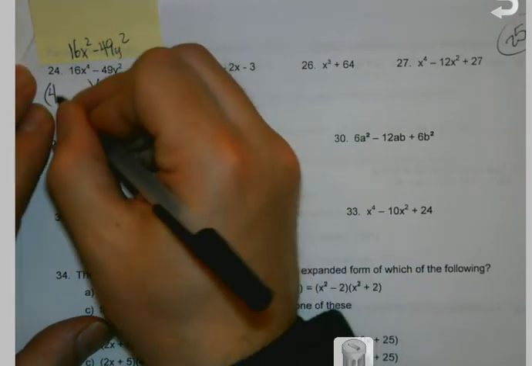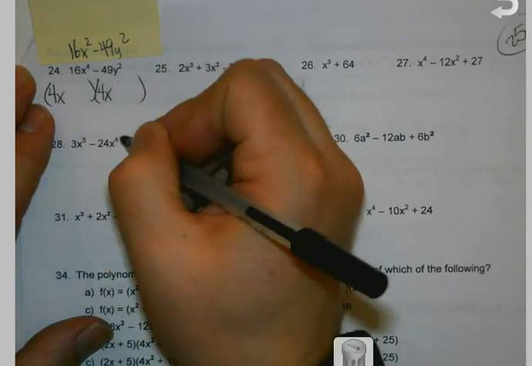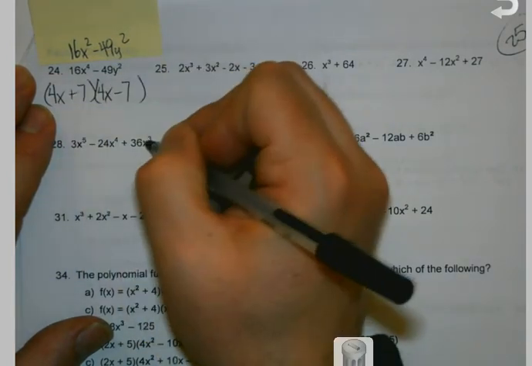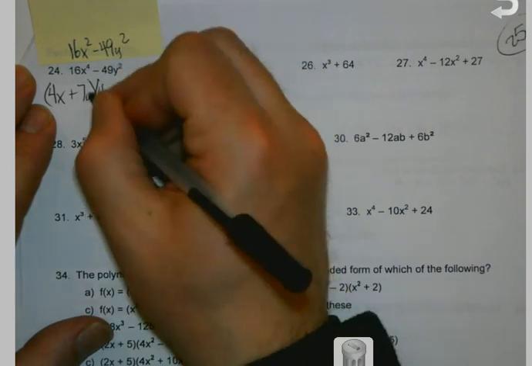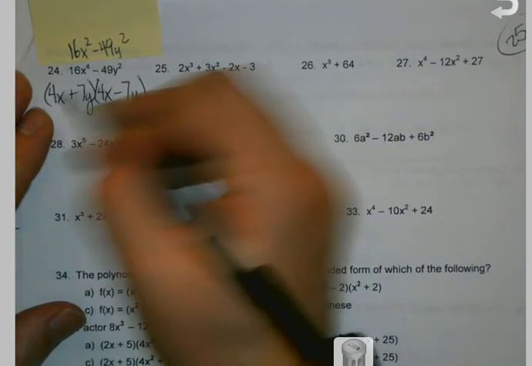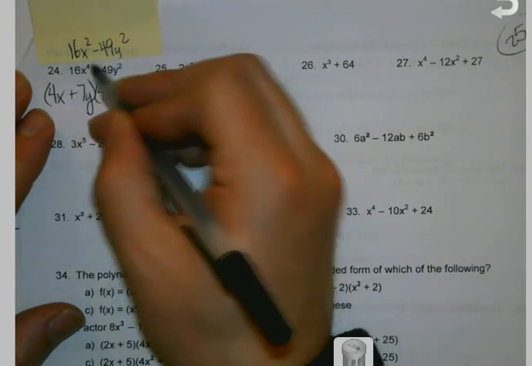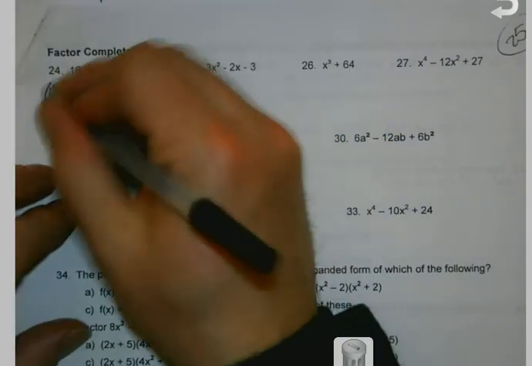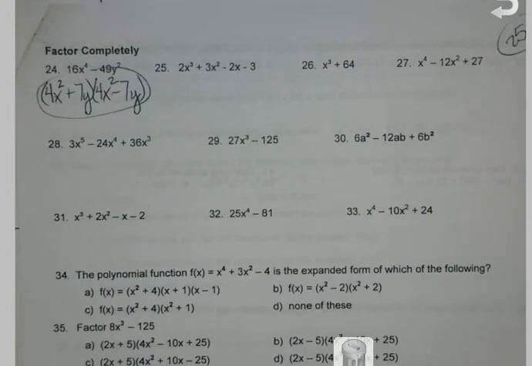if this were the problem, it'd be 4x and 4x. And 49 is 7 and 7. And again, y squared means there's a y on each of them. But x times x is x squared. What times what is to the 4th? Squared and squared. That's my factorization. But I have to know what a difference of squares is.